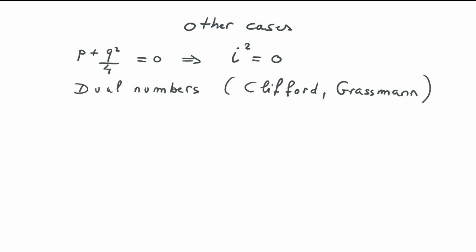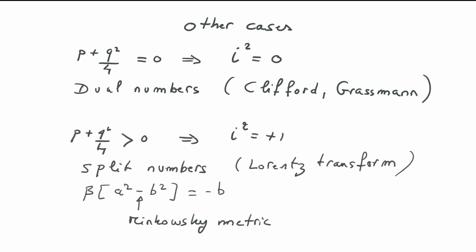And these numbers do not accept a division. You cannot always divide, okay? That's the difference with respect to complex numbers. And then you have the last case, which is p plus q squared divided by 4 being strictly positive. And this can be mapped to a sort of i for which the square is +1. These are what we call the split complex numbers.